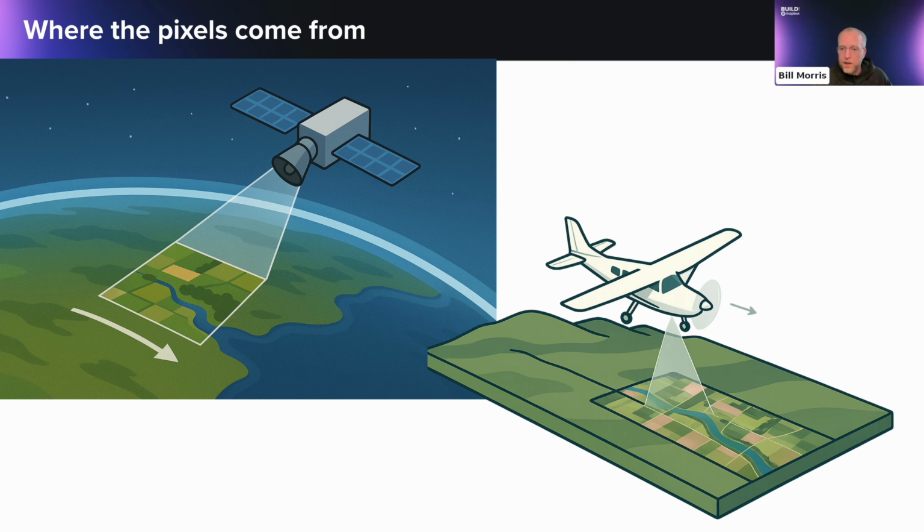The other type of imagery that we get is aerial imagery, and this can be either from instruments mounted on planes or drones, flown much closer to the Earth, and typically under cloud level, or ideally on a clear day.